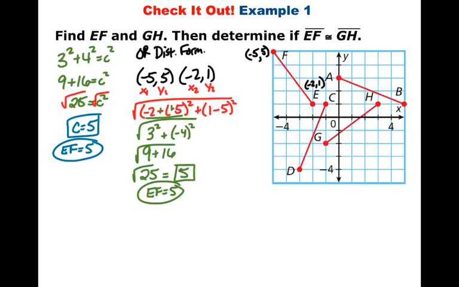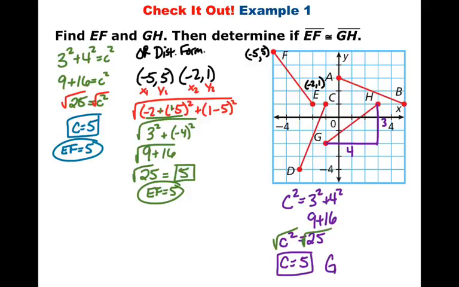So they have the same length, so they are congruent. Now I will also show you, oh wait, I hadn't done GH yet, hold on. All right, so there's GH. Use Pythagorean theorem again. So 3 squared is 9, 4 squared is 16, square root is 5. Now I know that they're the same length. They are congruent because they both have a length of 5.